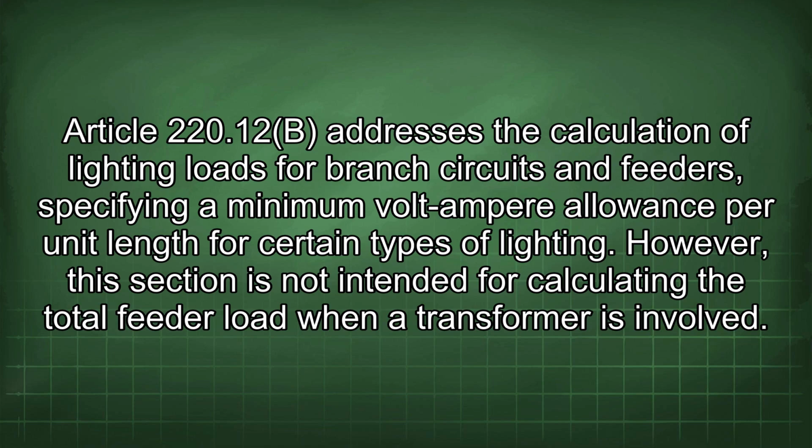Article 220.12b addresses the calculation of lighting loads for branch circuits and feeders, specifying a minimum volt-ampere allowance per unit length for certain types of lighting. However, this section is not intended for calculating the total feeder load when a transformer is involved.